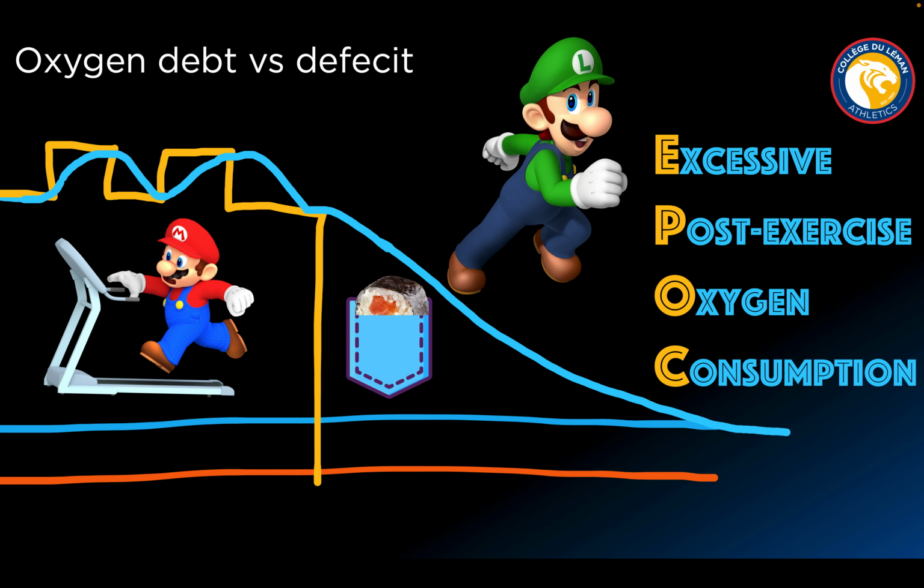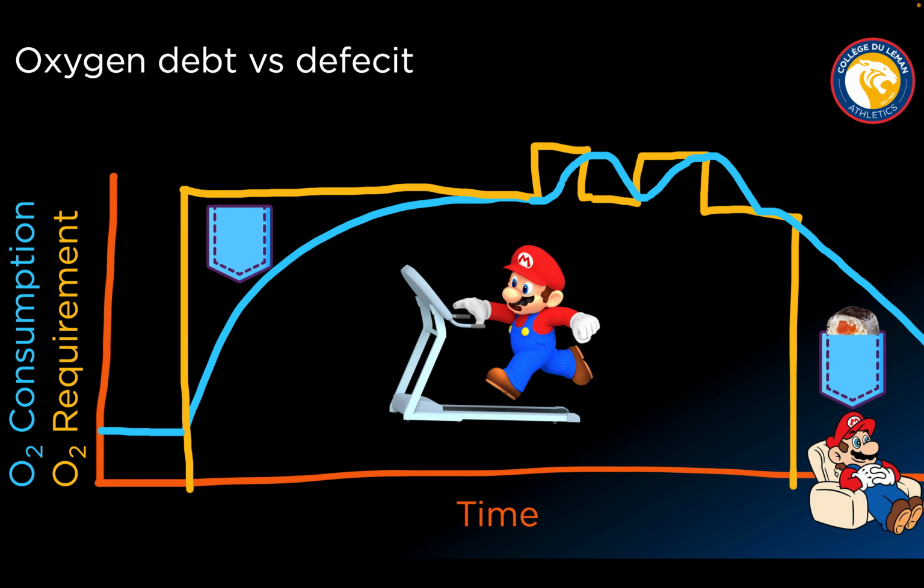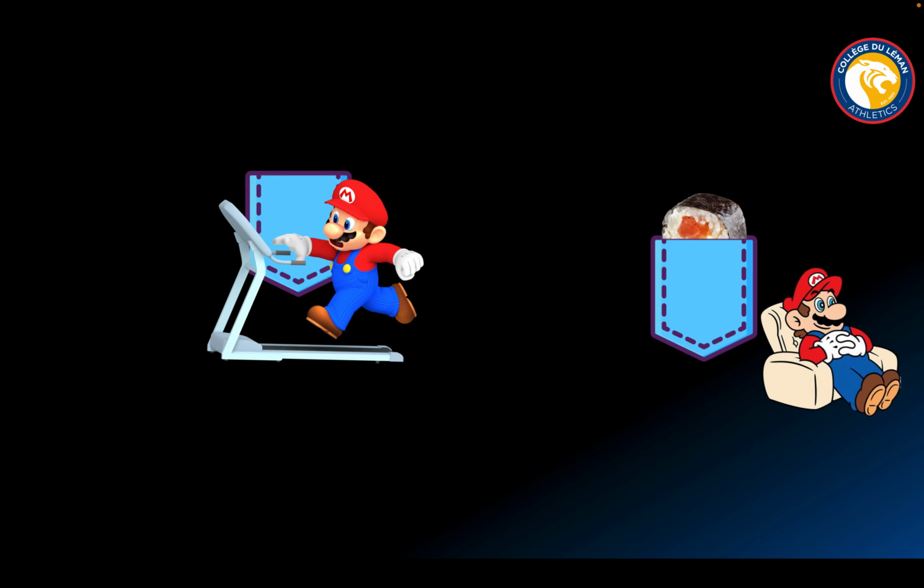Now, Luigi, turns out he's a lot fitter than Mario. Look at him, a lean machine there. He's fitter. So with him, that heart rate would drop down faster after exercise. The EPOC wouldn't be as pronounced with him, wouldn't be as long with him. So there's the whole process. We can see there's pocket emptying and pocket filling going on.